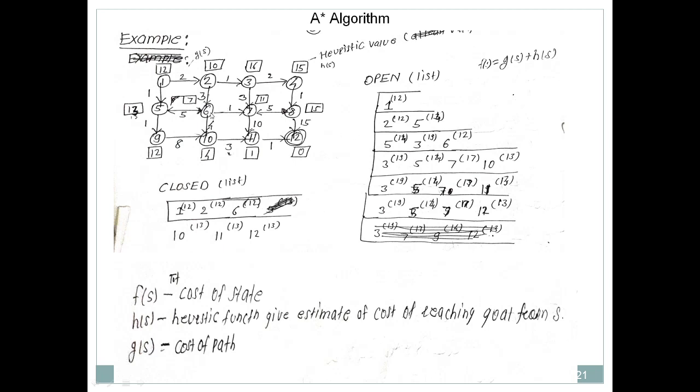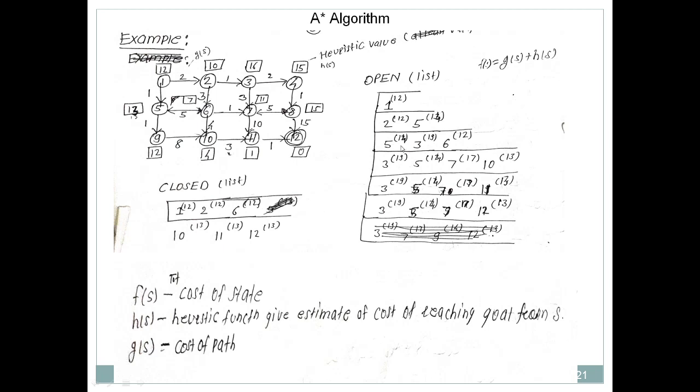Similarly we'll calculate for 6. Again the same thing, the g value is calculated, 2 plus 3, 5, and what is the h value for 6? 7. 7 plus 5 is 12, so for 6 the value is 12.